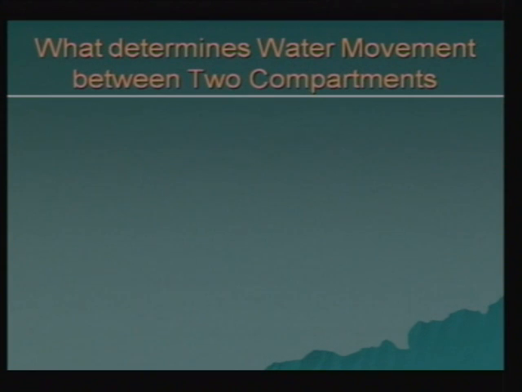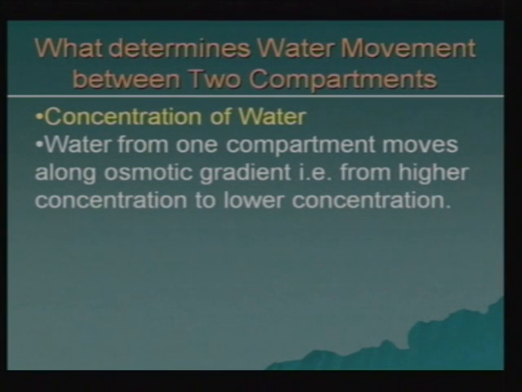What determines water movement between two compartments? That is very important to know. It is the concentration of water. Water, like any other cation and anion, will move from one compartment to another along the osmotic gradient, that is, from higher concentration to lower concentration. I made it amply clear that if the osmolality is higher, then water concentration is low. If osmolality is low, then water concentration is high. So water will always move from low osmolality to higher osmolality.